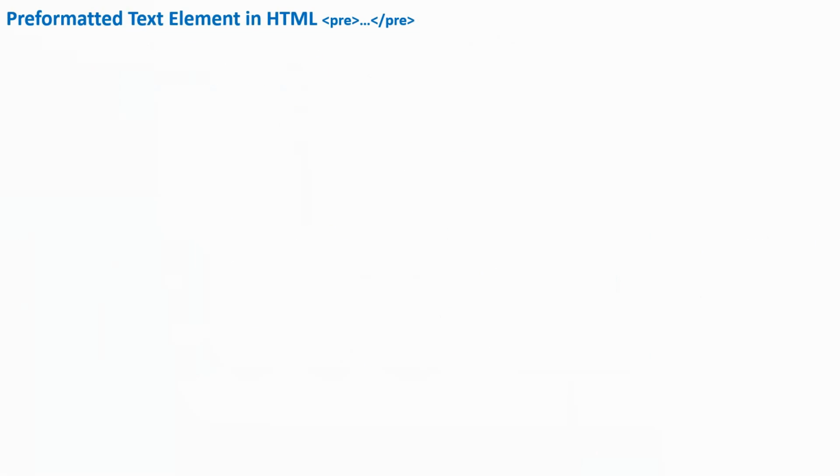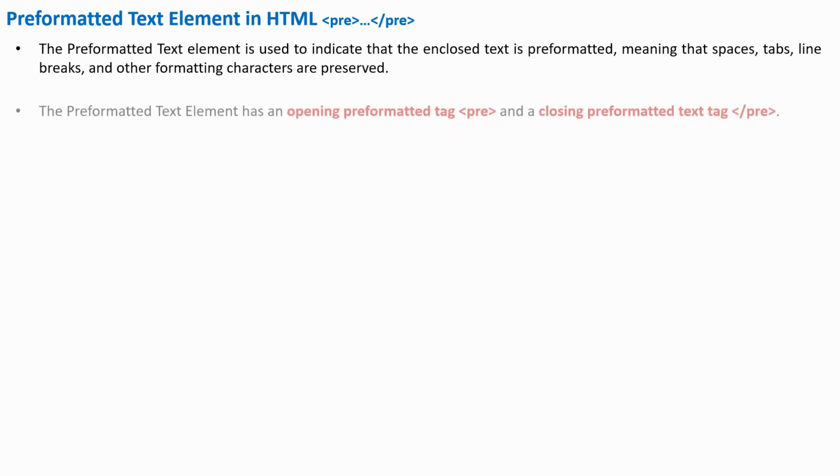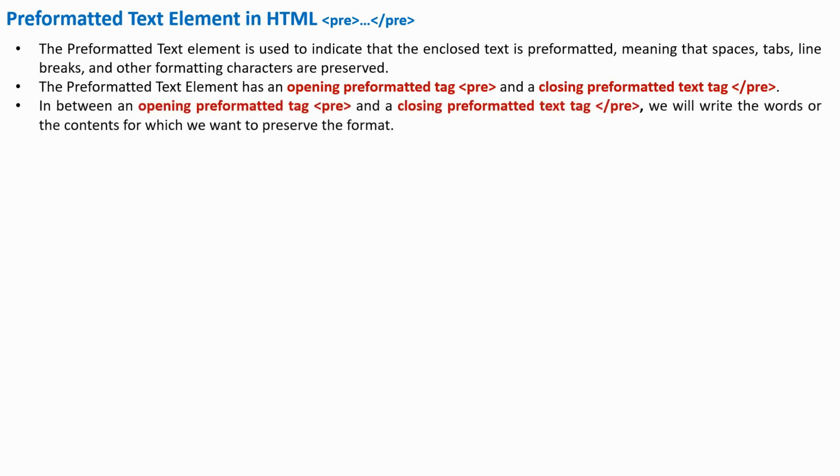So friend, let's start. The preformatted text element is used to indicate that the enclosed text is preformatted, which means all the spaces, tabs, line breaks and any other formatting characters will be preserved while displaying the output in a web browser. The preformatted text element has an opening tag and a closing tag, and in between them we write the content for which we want to preserve the format.